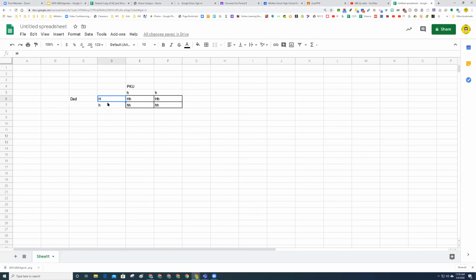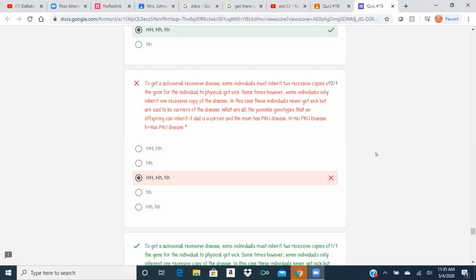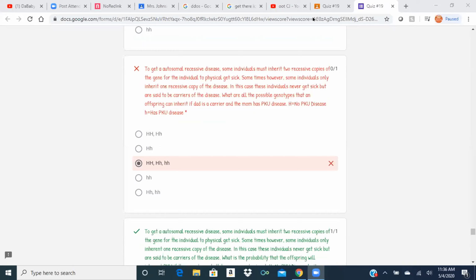So see how dad is heterozygous and mom's homozygous recessive. So then the kids can either be heterozygous or homozygous recessive. So go back to yours. Okay, what's the answer? Which one matches the options that I just showed you? There's only two. In my square, did you see any big H, big H?